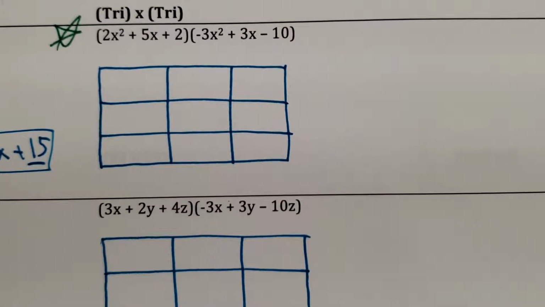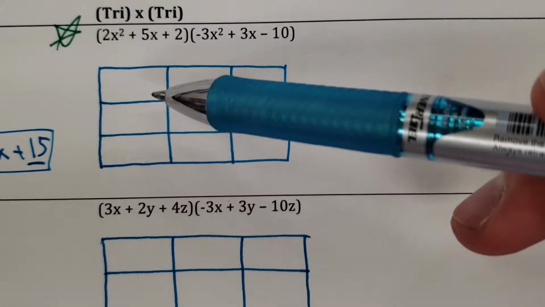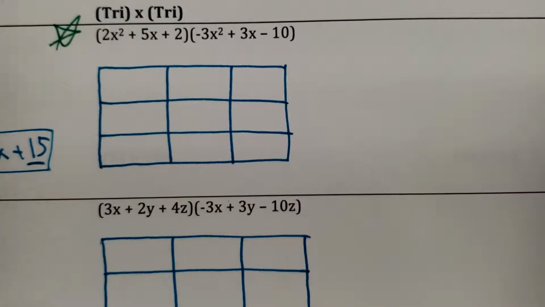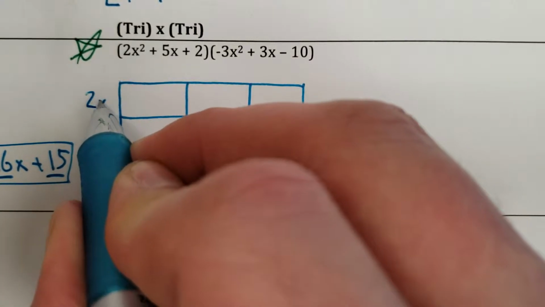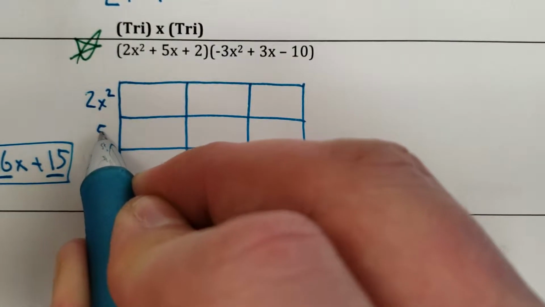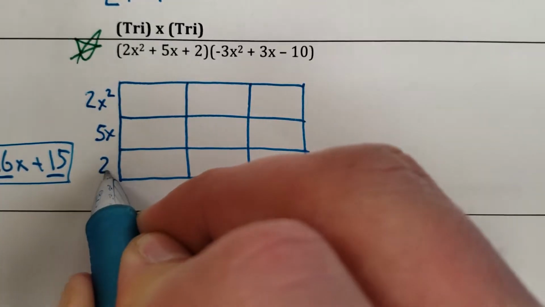The rules don't change. If you're taking a trinomial times a trinomial, make sure you make yourself a 3x3 polybox. Okay, so mine's already made. Make yours. And here we go. We're going to have a 2x squared right here. We're going to have a 5x right here. We're going to have a plus 2.